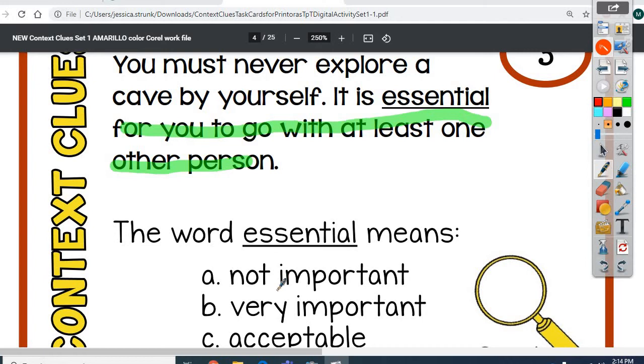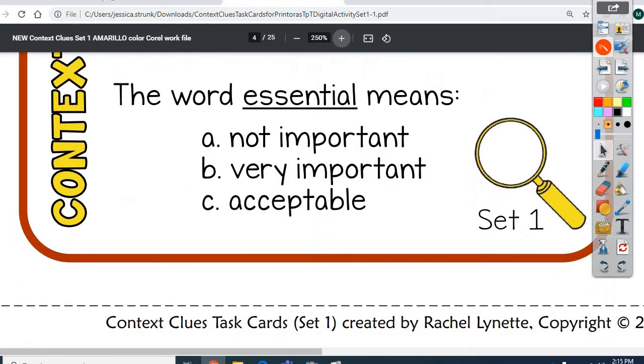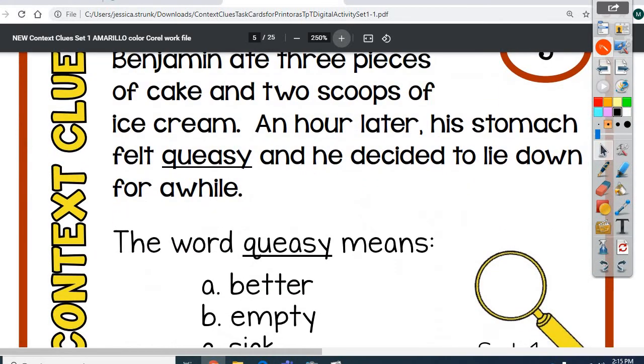Yeah, it says it is essential that you go with somebody. I think that says it is very important because if you get hurt, it's very important for you to have somebody else there to go for help. And just like we were talking about with the corona thing, essential employees were the important employees, the ones that were there to help us. A lot of times were the essential ones. All right, we're going to try one more together, and then I'm going to give you a few to try on your own, okay? Oh, this is a good one.